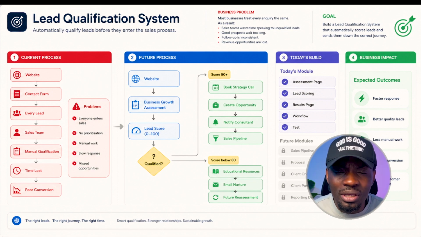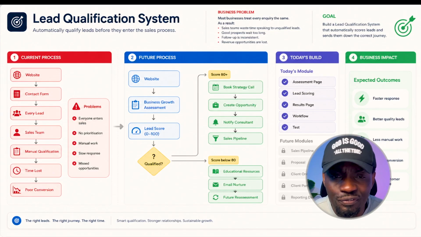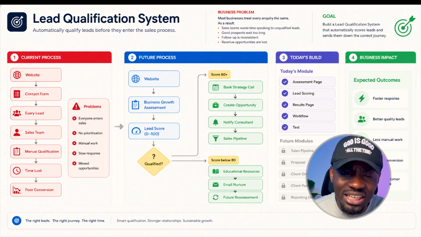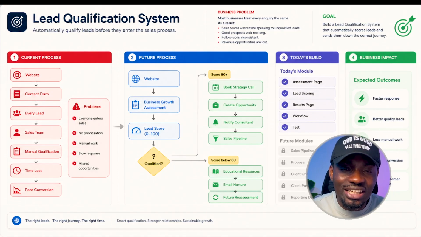Imagine you filling the form and you're just waiting and waiting and waiting for feedback. It's better you fill the form and take an assessment and the assessment scores you, and then you know that, okay, maybe it's not the right time for me, than just filling the form and hoping they will get back to you. So let's get right into business.